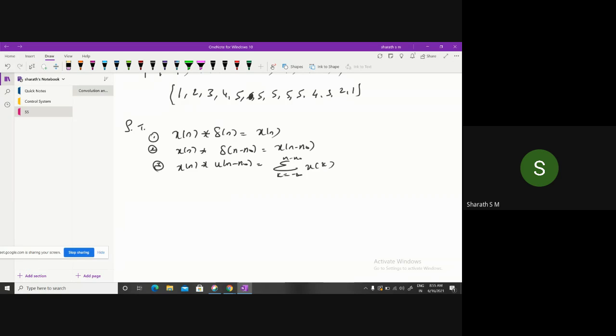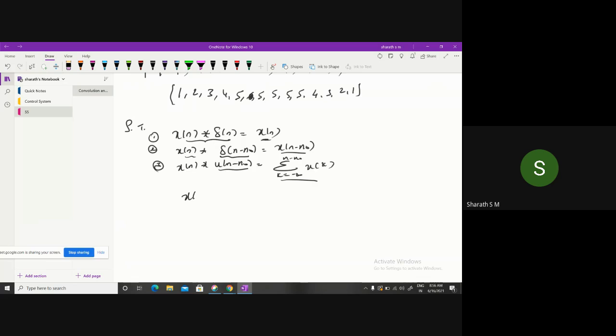We can prove it within two steps. X of n convolve with the impulse response, we will get x of n only. X of n convolve with the shifted impulse response delta of n minus n naught, we will get the shifted signal only. And x of n convolve with the shifted unit step function, we will get the summation of x of k with limits k from minus infinity to n minus n naught.